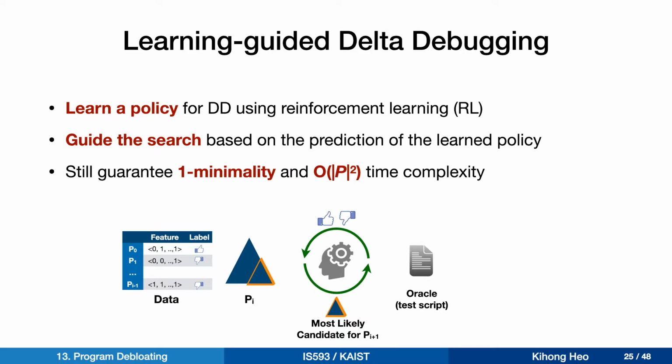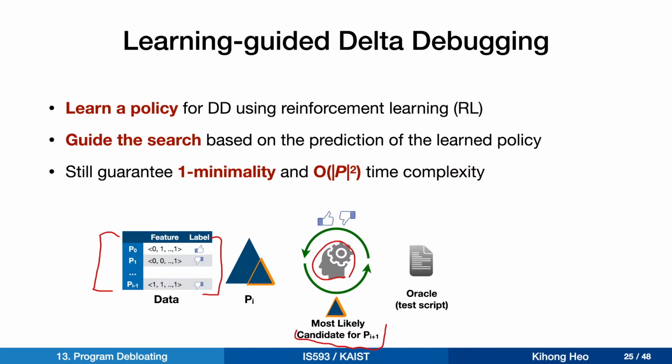Instead of blindly searching for minimal solutions, this new algorithm guides the search based on the prediction of the learned policy. This policy can be learned from many trials and errors during the delta debugging process. At each time, the new algorithm suggests the most likely candidate, not just following the naive order of the original delta debugging, but it suggests the most likely candidate to pass the oracle based on the learned policy.